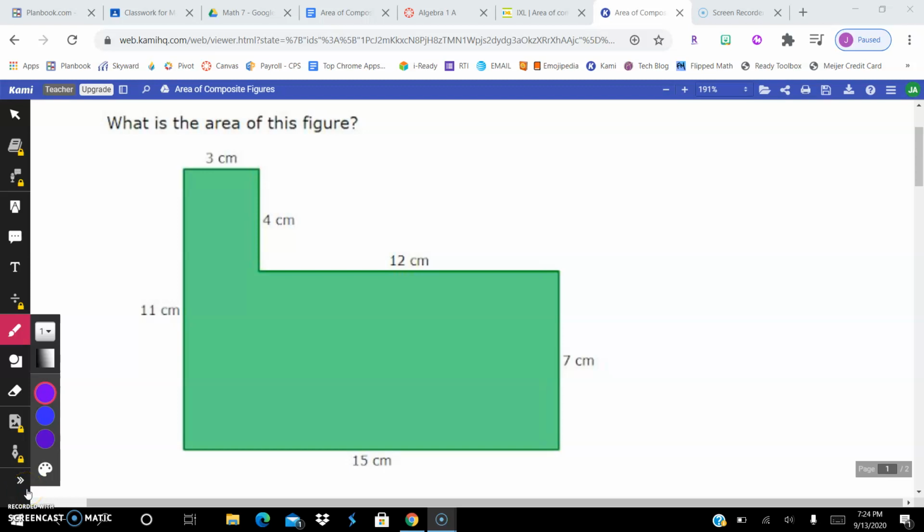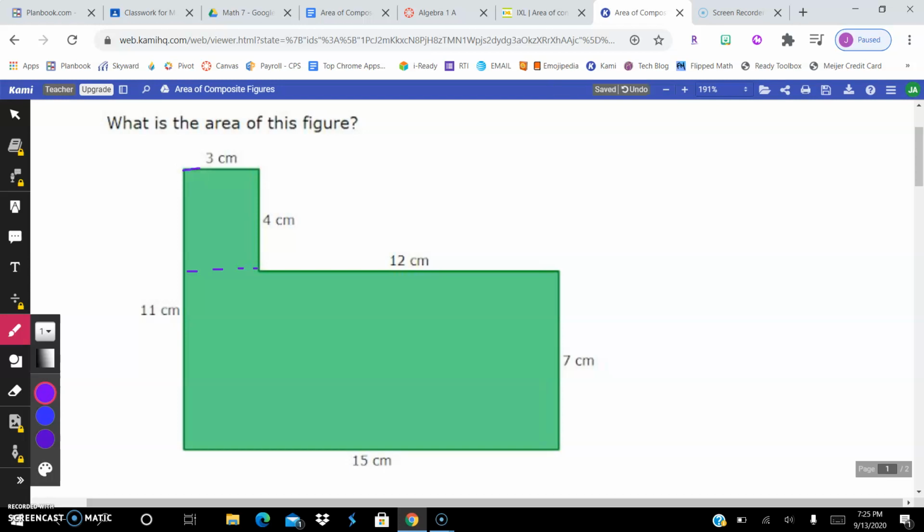We are going to take a look at area of composite figures today. So we have found area of different shapes throughout the last couple of years. And now we're going to put them together to form some oddly shaped shapes here. And we're going to have to cut them apart in pieces, basically, in order to find the entire area of those shapes. So with this one here, I could take and cut this little rectangle off the top right there.